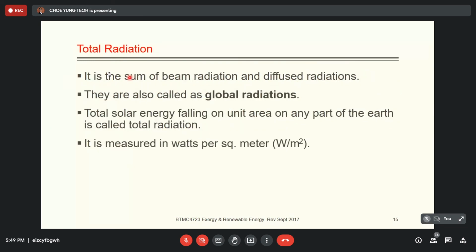And the last one is called total radiation. I think you should be able to understand. Total radiation is the diffuse radiation plus the direct radiation. It's the sum of beam radiation and diffuse radiation, and it is also called global radiation. It is the total solar energy falling per unit area on a part of the Earth, and it's measured in watts per square meter. This is just a measurement. Normally we use a pyranometer to measure solar radiation, and the unit given will be watts per square meter.